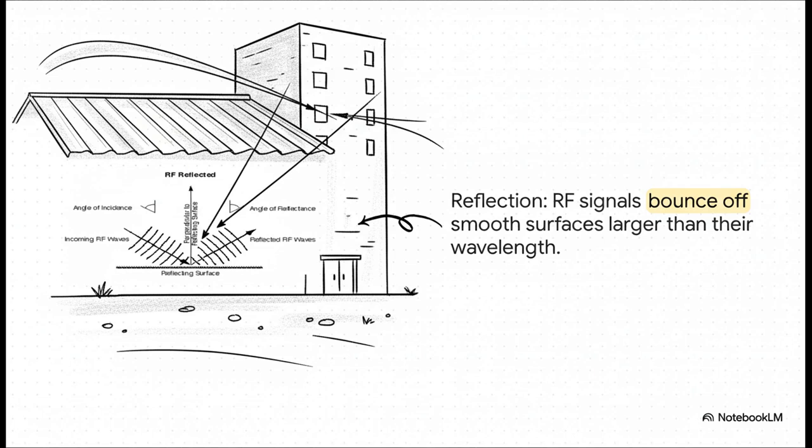Just like a beam of light bouncing off a mirror, radio waves will bounce off of smooth surfaces. The catch here is that the surface has to be big compared to the signal's wavelength, so we're talking about things like big metal roofs, the sides of buildings, or even the ground itself.